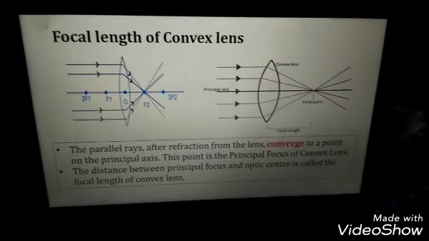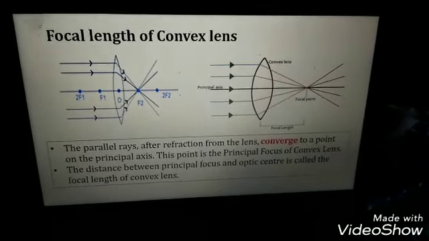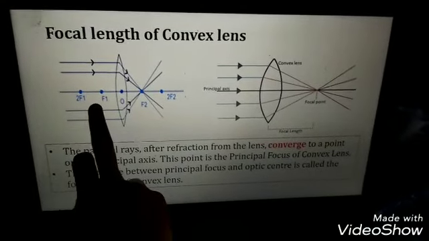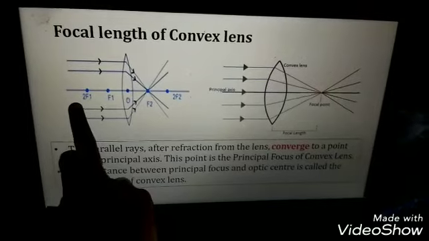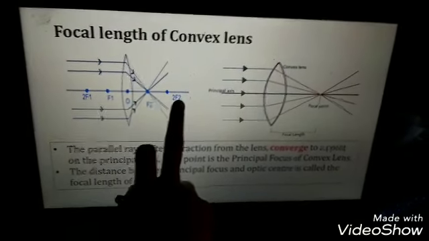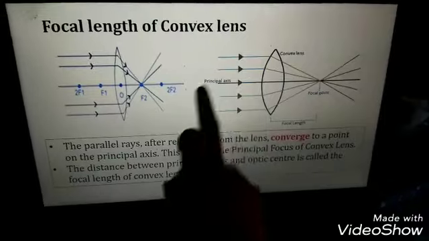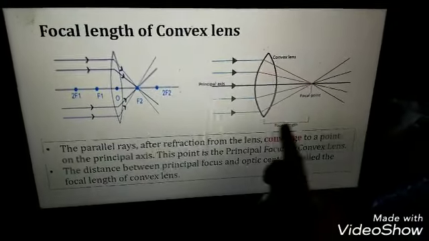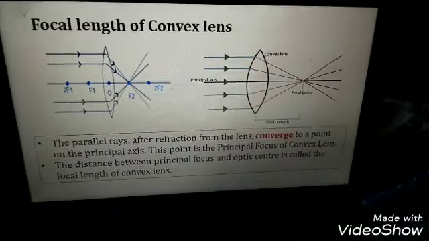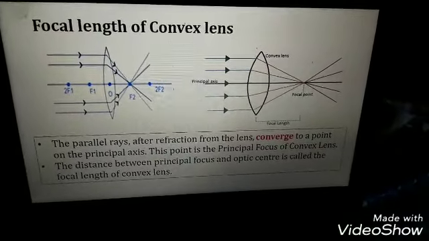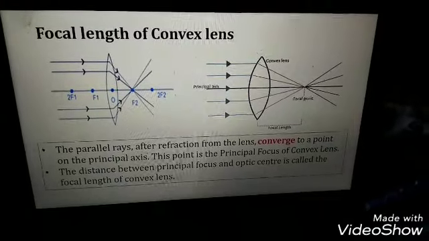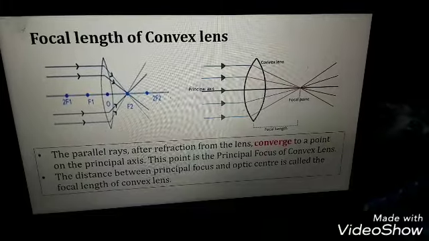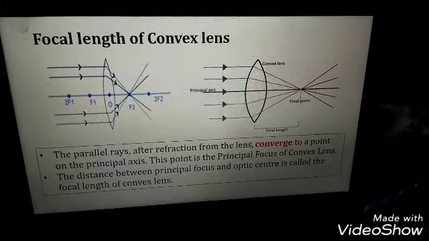So how do we determine the focal length of a convex lens? It is a very simple diagram again. This is the basic setup: the optic center, F1, and 2F1, otherwise the center of curvature C1, F2 and C2. From this, the parallel rays all converge after refraction. They converge at this one single point, and this is the focal length. The parallel rays after refraction from the lens converge to a point on the principal axis. This point is the principal focus of the convex lens. The distance between the principal focus and the optic center is called the focal length of the convex lens.